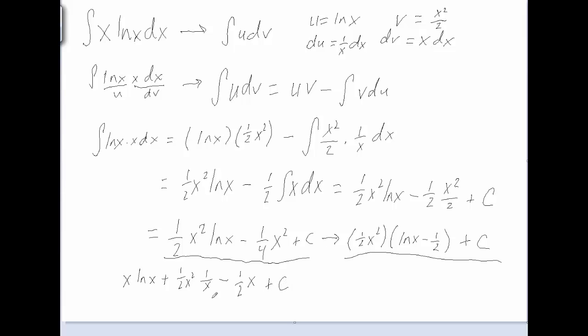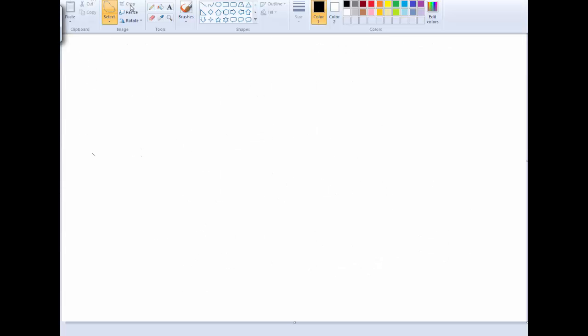And this term ends up being 1/2 x minus 1/2 x. So these cancel, and the derivative of the constant is 0. We get x ln x. That's what we have up here. Let's go to another one.